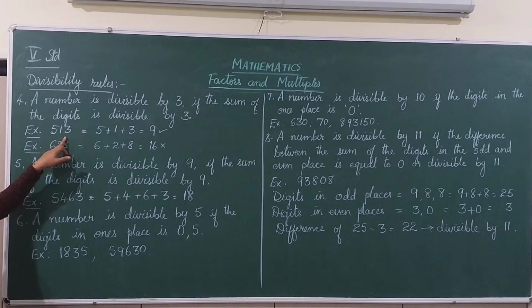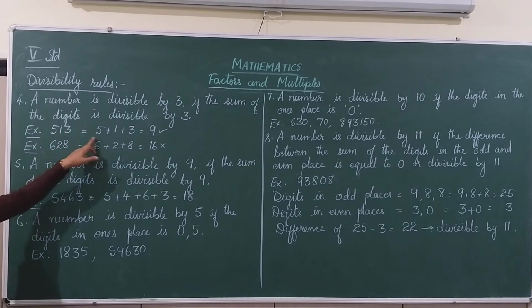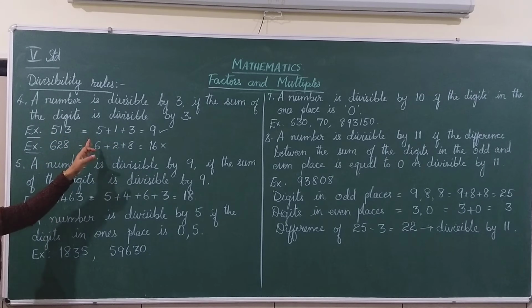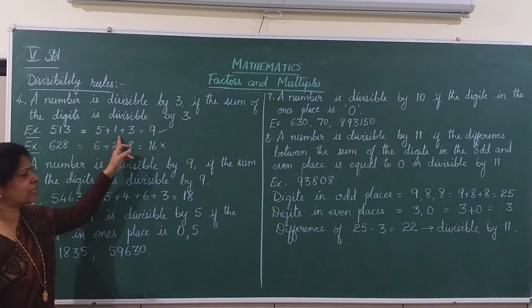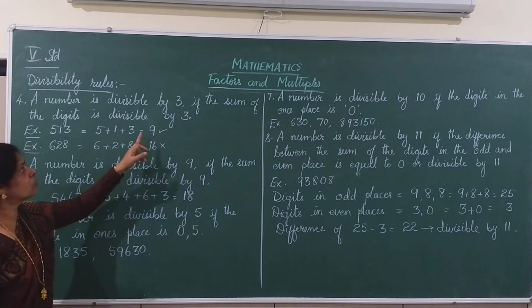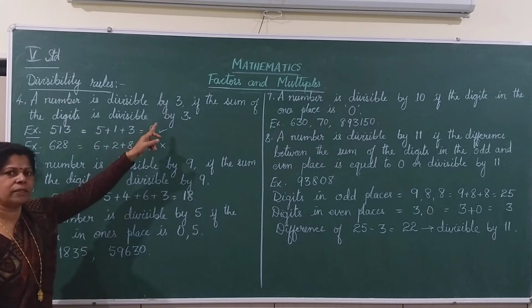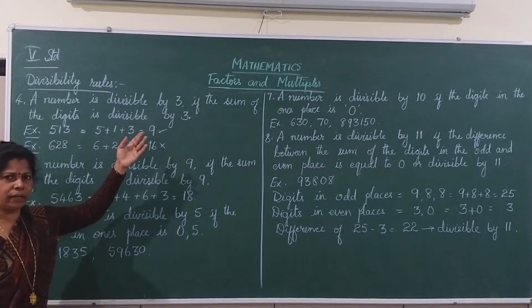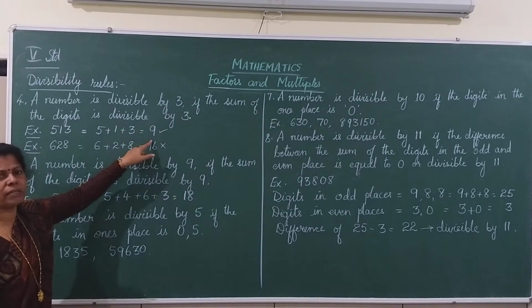Now, for example, here, 513 is equal to 5 plus 1 plus 3. What's the answer you get? You get 5 plus 1 is 6, 6 plus 3 is 9. So this 9 comes on the 3 table, is it? 3 3s are 9, right? So this one is correct.